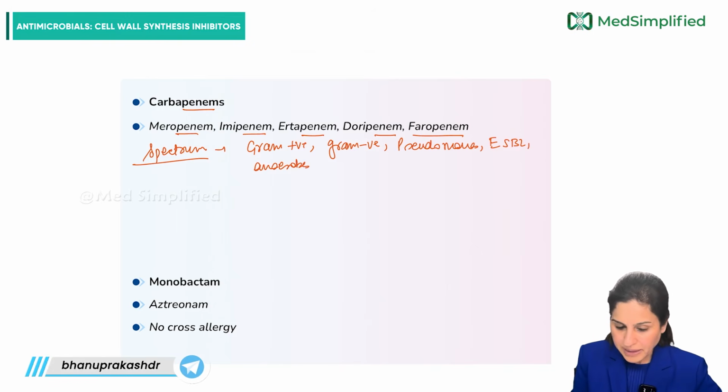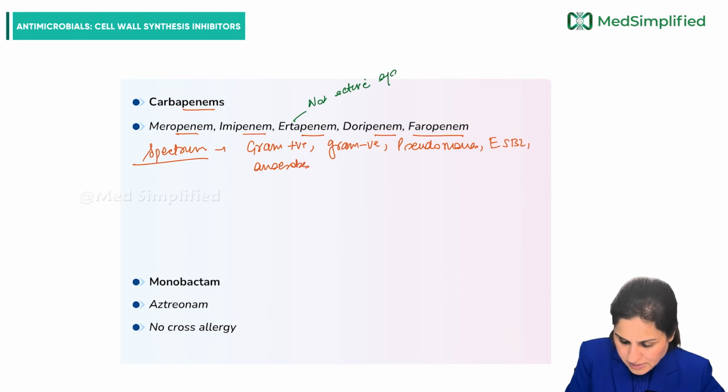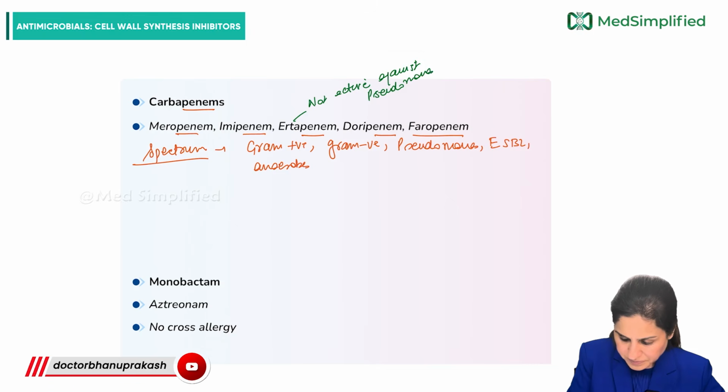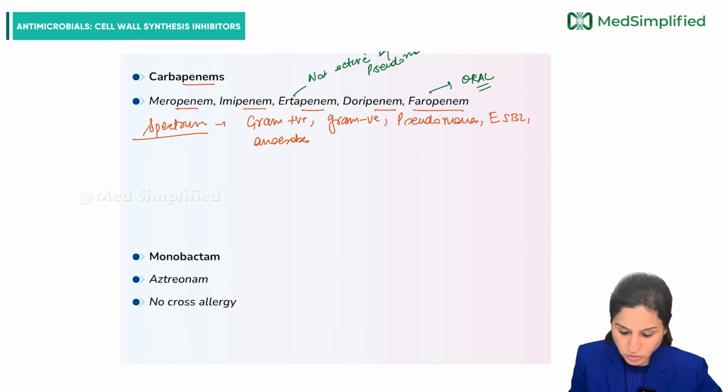Now, ertapenem is the only carbapenem which doesn't have a good activity against pseudomonas. So we can say this is not active against pseudomonas. Faropenem is the carbapenem which is available by the oral route. Others are parenteral. This is the one which is available by the oral route.